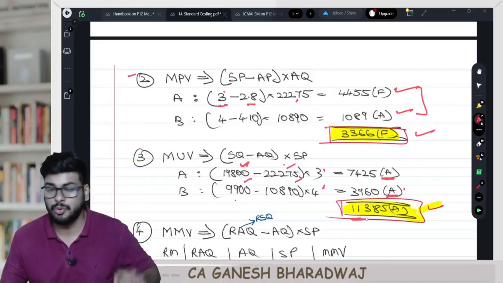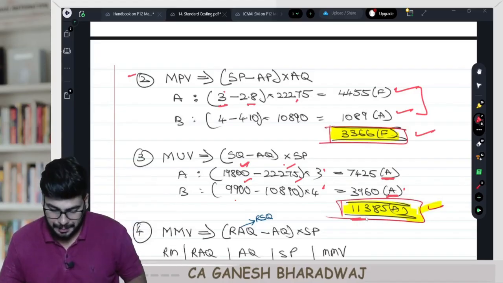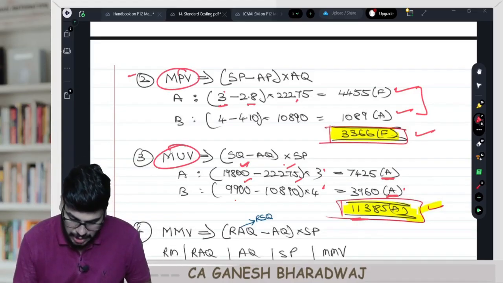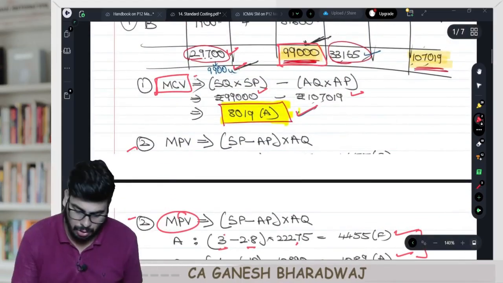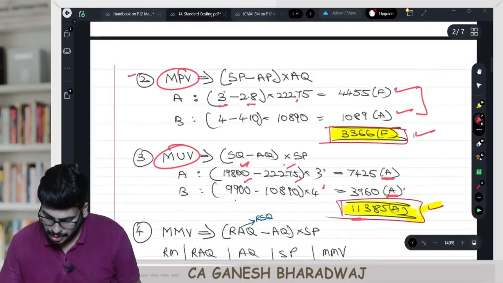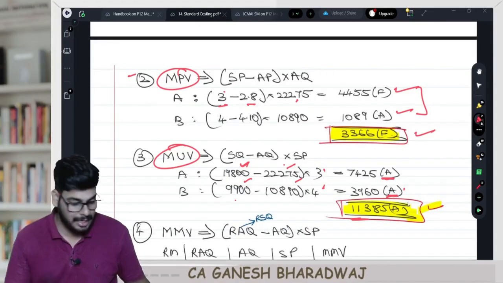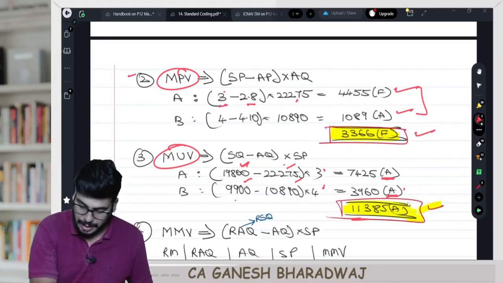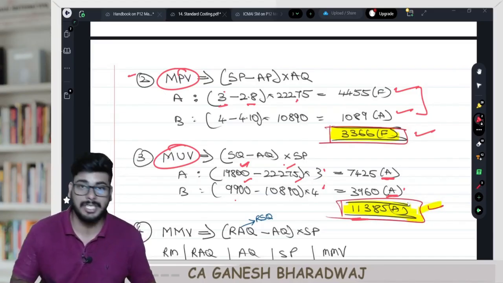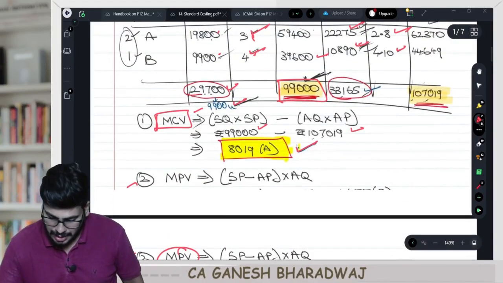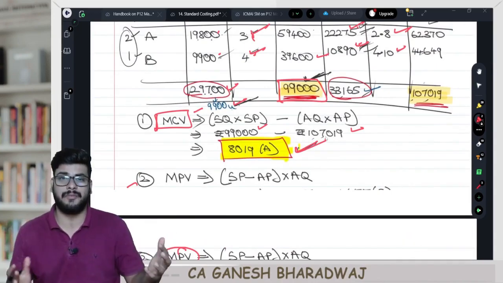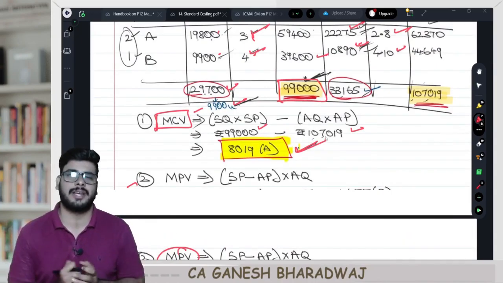Now, what you need to do, do not proceed further immediately. Wait. Material price plus usage variance should be equal to your cost variance, right? Let us see here. Here you get 3,366 as favorable and 11,385 as adverse. So 3,366 minus 11,385. How much is this? 8,019 adverse. It is tallying. So immediately you can find out that whatever you have done is correct. Are you clear with this?